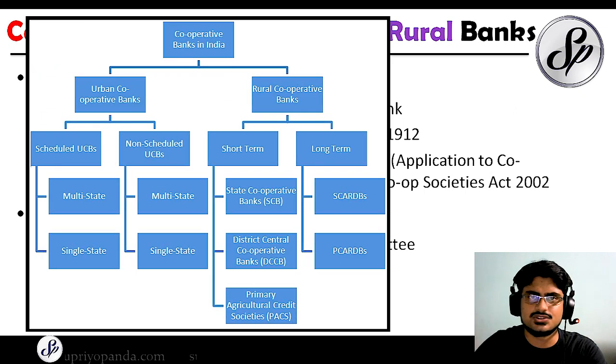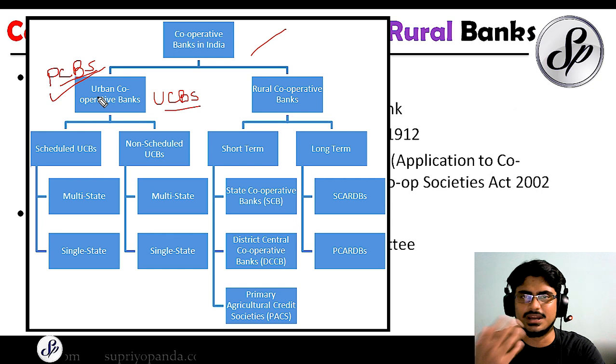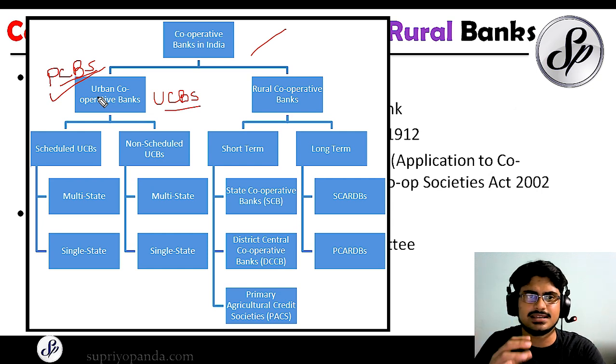So this is the current structure in India. At the top you have the cooperative banks in India. You have two types mainly. The first is the urban cooperative banks. These are called UCBs, and sometimes they are also called PCBs, the primary cooperative banks. These are mostly in urban or semi-urban areas, and they are a little bit more developed.